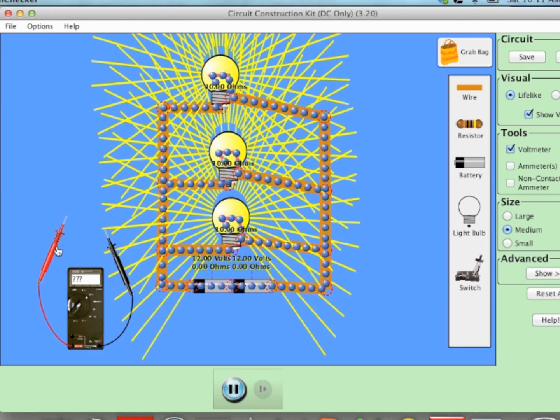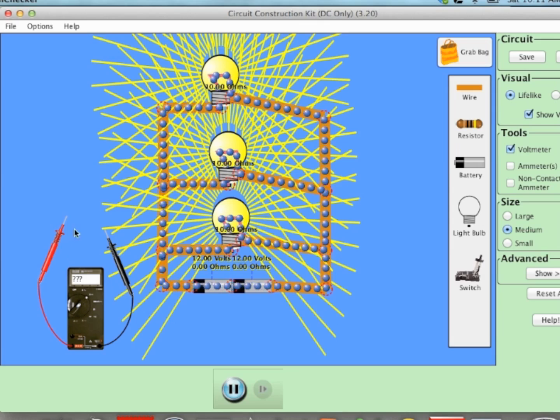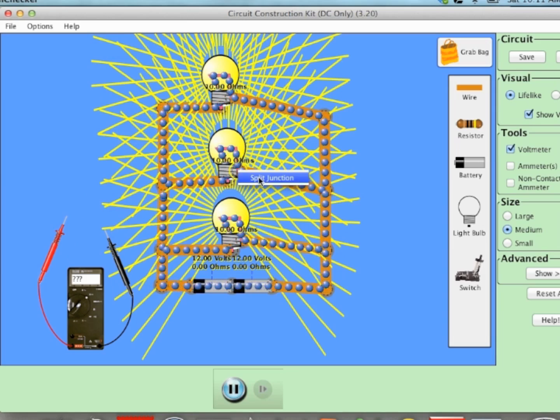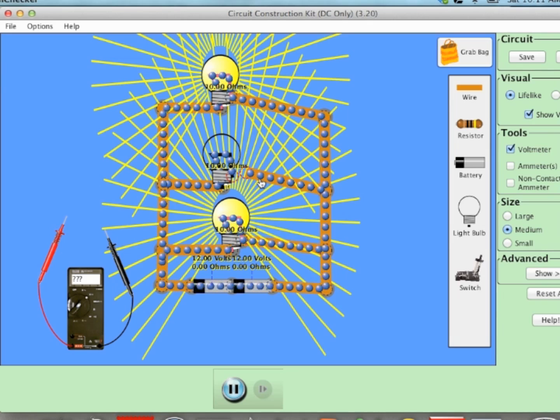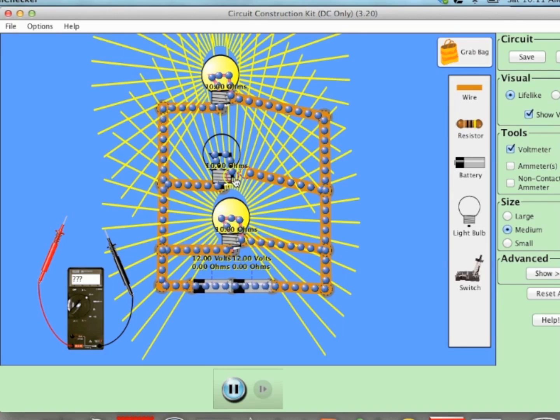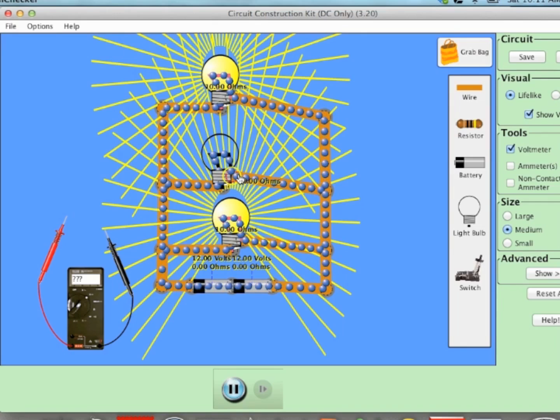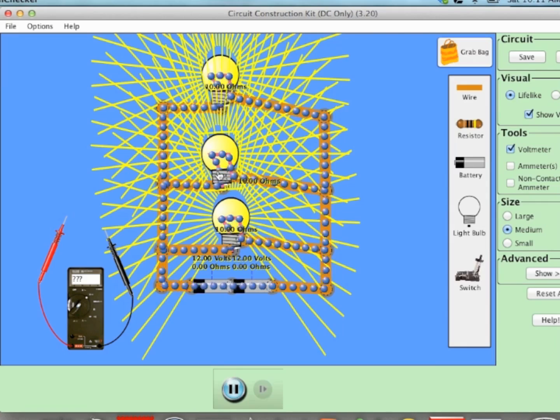Now another neat thing to point out about the parallel system is that if you disconnect one of these light bulbs, the other ones are still going to work. Alright, so let's do that here. If we split this junction in the middle, notice how that middle light bulb doesn't light, but the other two do light. Because you do have a break in the circuit, but since each of the loops has a direct connection to the battery, they can still draw current. Okay, so let's replace that and reconnect the junction there. Move it up a little bit.